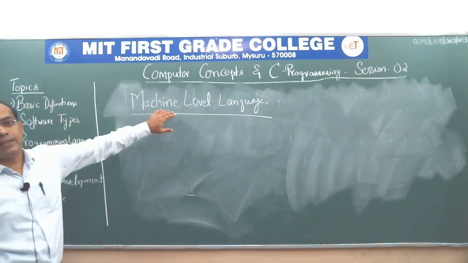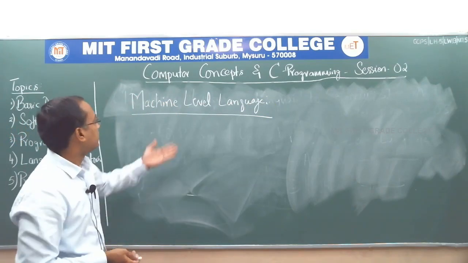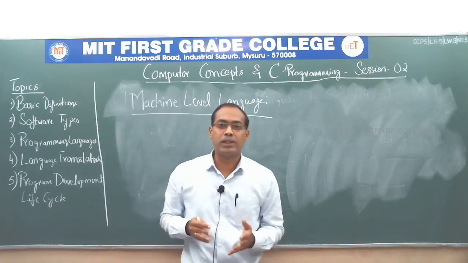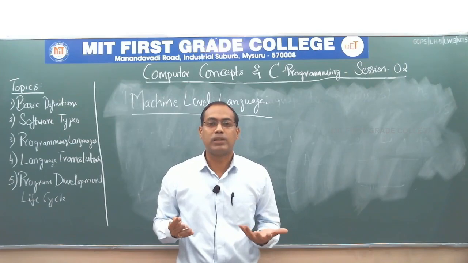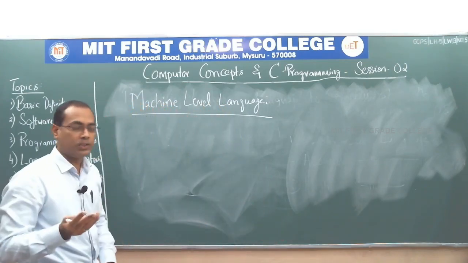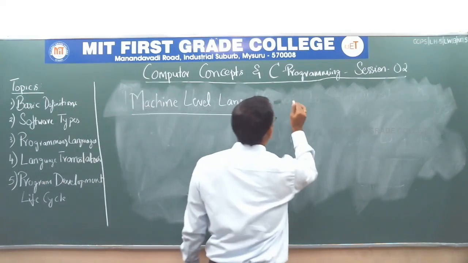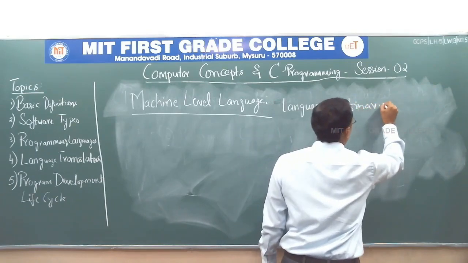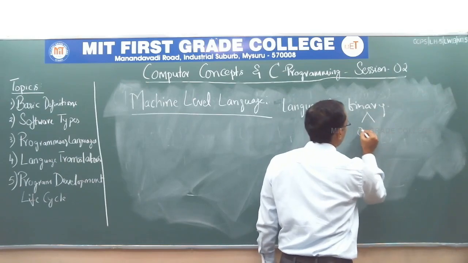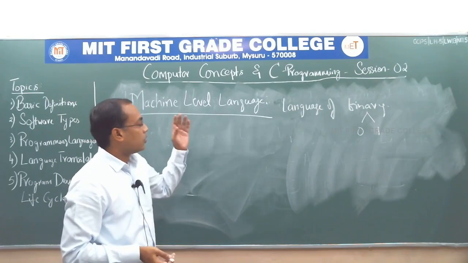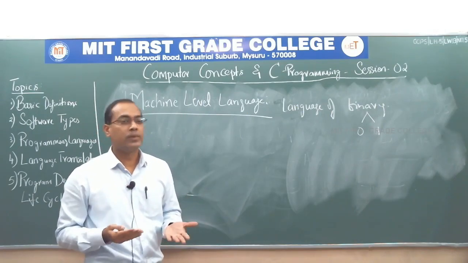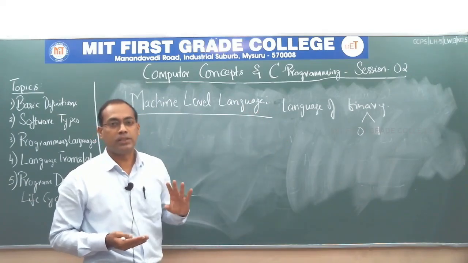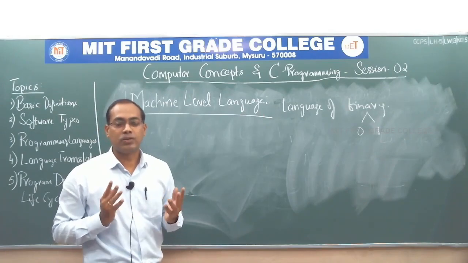If you look at the name itself, you can tell what this language is all about. The language that is understood directly by the machine is called machine level language. As I said earlier, a computer is an electronic device. How do electronic devices work? They work on the principle of signals, that is, off state and on state. So machine level language is nothing but a language of binary, which means it is made up of only two digits, 0 and 1. Suppose you want to write a program to solve a problem, then your program instructions should be composed of a combination of zeros and ones.